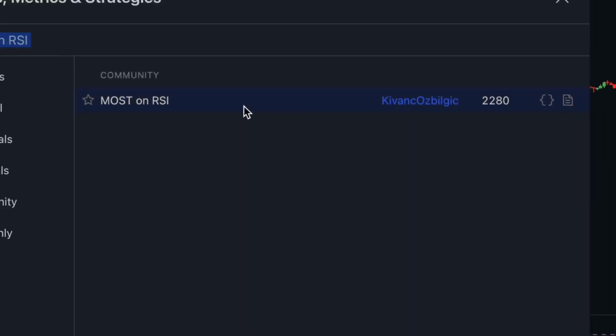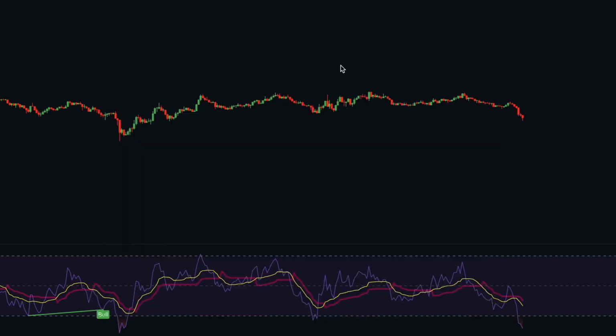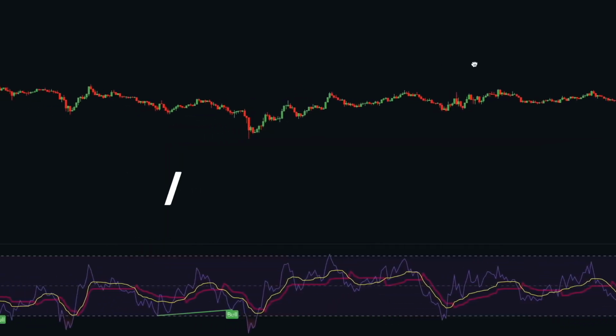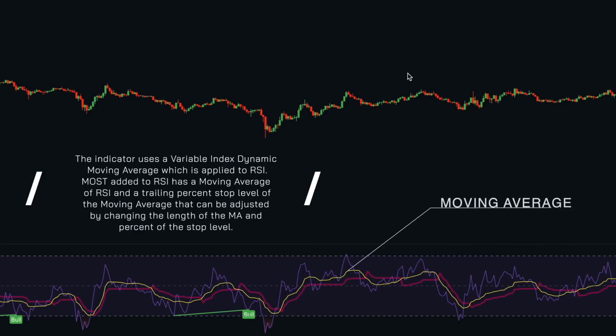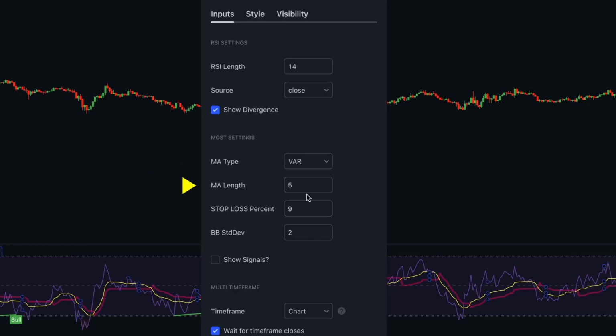Let's kick things off with our 30th powerhouse indicator on the list, Most on RSI by Kivance Ozbilgic. This powerful indicator is an improved version of the classical RSI. The indicator uses a variable index dynamic moving average, which is applied to RSI. Most added to RSI has a moving average of RSI and a trailing percent stop level of the moving average that can be adjusted by changing the length of the MA and percent of the stop level.